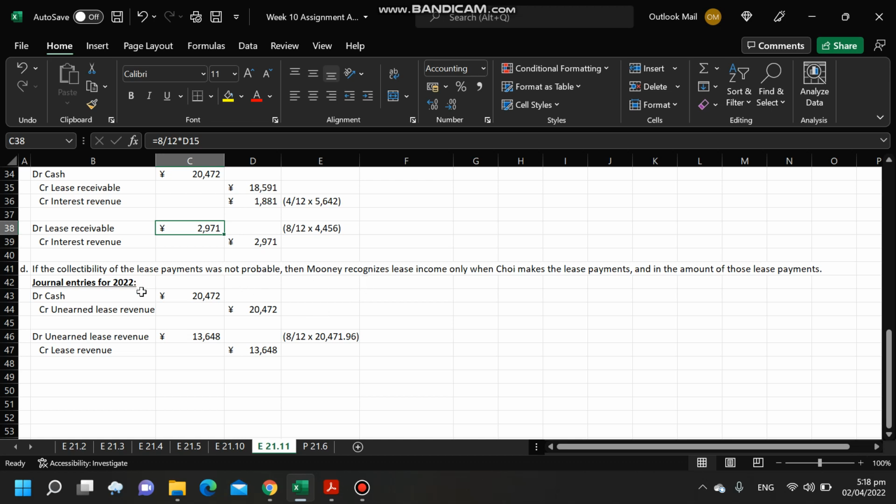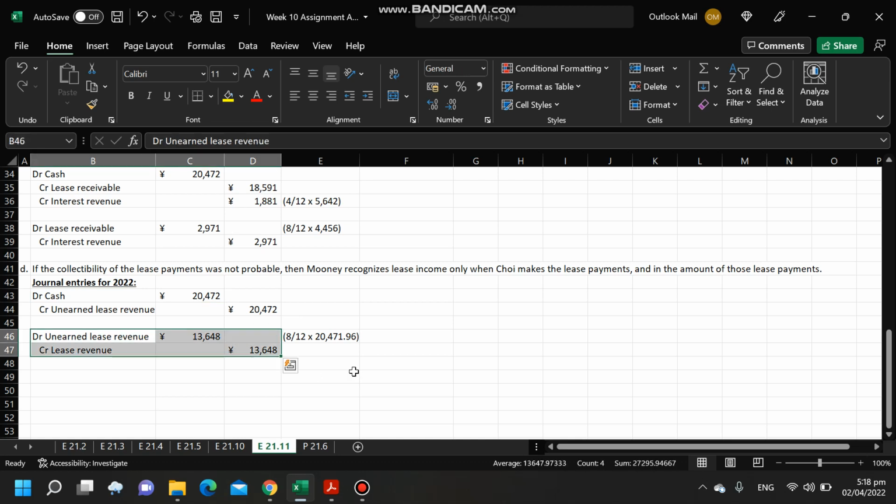So for the journal entries for 2022, you will debit cash, credit unearned lease revenue at the beginning, 20,472. Then at the end of the year, remember to make the adjusting entries to recognize the 8 months of the lease revenue. So debit unearned lease revenue, credit lease revenue 13,646.